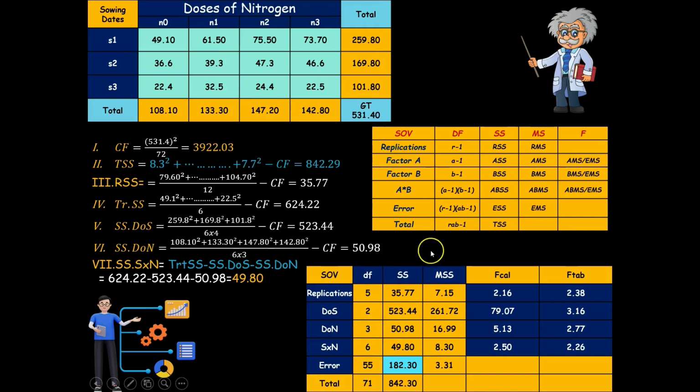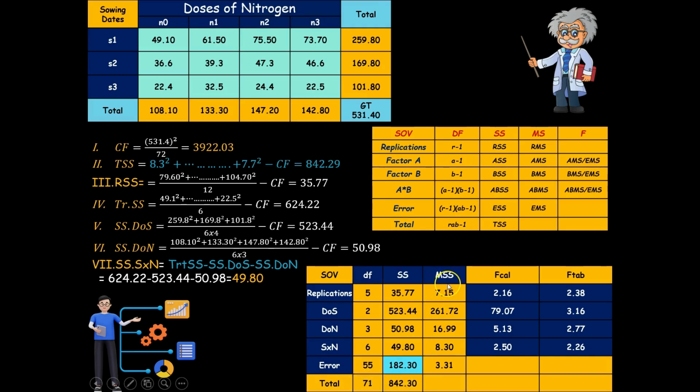4 minus 1 is this, and by means of this we can get the interaction, that is 2 multiplied by 3 is 6, and R minus 1 is 5, and A into B is 3 into 4, 12, 12 minus 1 is 11, 11 multiplied by 5 is 55, and total number of observations 72, 72 minus 1 is 71.